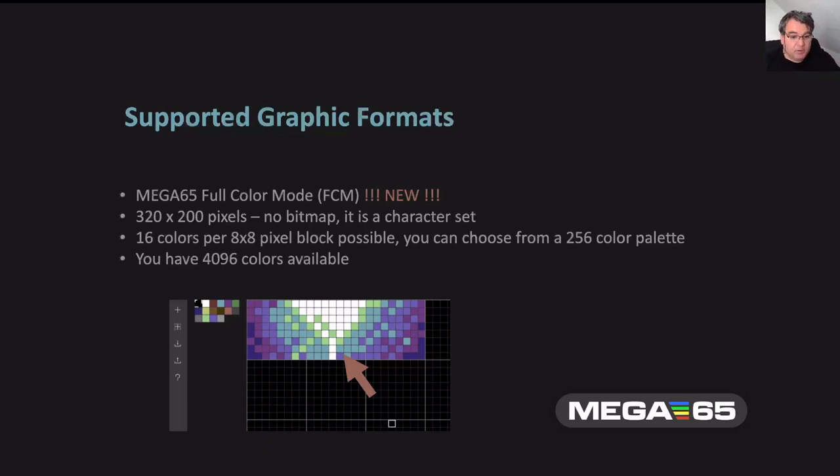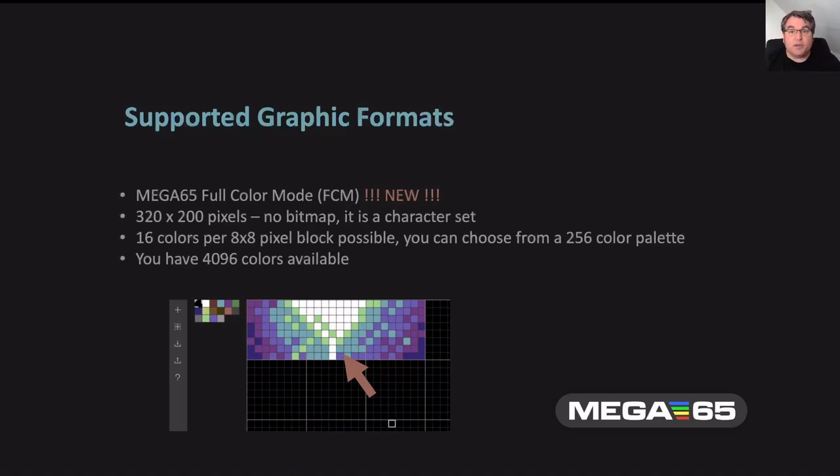With FCM you can make full screen graphics with a resolution of 320 by 200, and in each 8 by 8 pixel block you can use up to 16 colors. That's great. But wait, you can use 16 colors out of a color palette of 256 colors, and you have 4096 colors available in total. But that's not all, my friends.